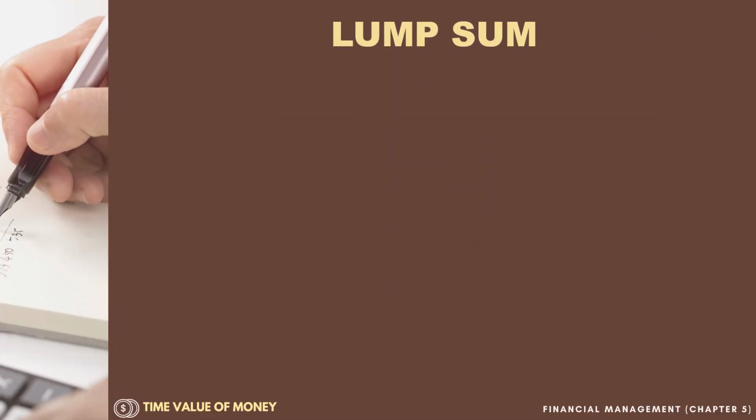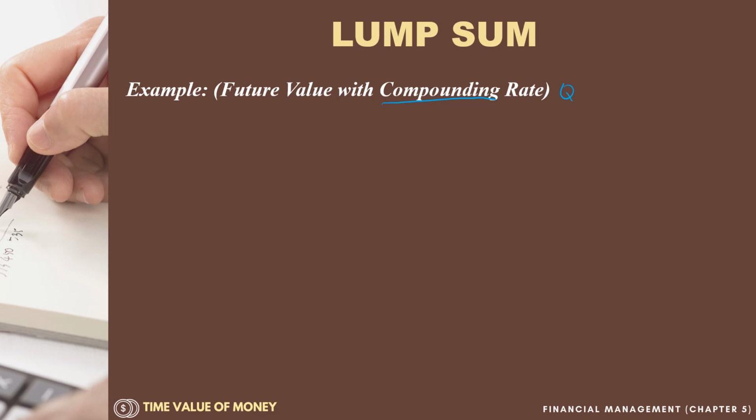Now let's have another problem for the lump sum computation. Here we have the future value with compounding rate. Now, when we say compounding rate, it could be by quarter or semi-annual or monthly, okay? When we say quarterly, we have 4 periods in 1 year. When we say semi-annual, we have 2 periods in 1 year. And when we say monthly, we have 12 periods in 1 year.